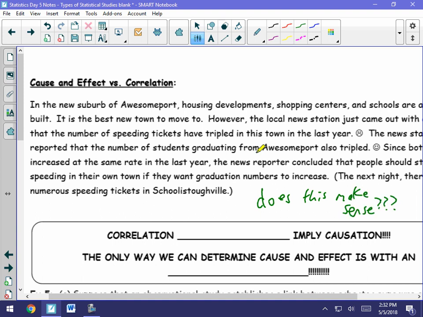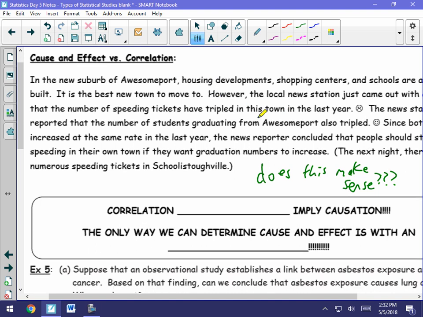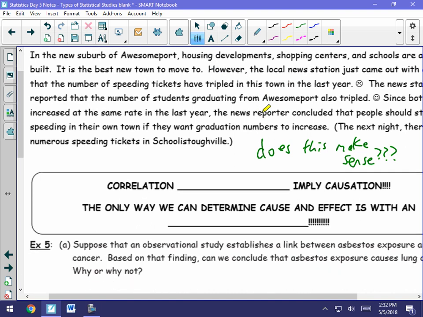Okay, hopefully you're saying, nope, don't think that's related. That was probably just a coincidence. And that's the big idea here. So there does appear to be a correlation. They both tripled at the same rate. However, is one thing affecting another thing? In this case, probably not. Okay, so in big, bold letters, correlation does not imply causation.